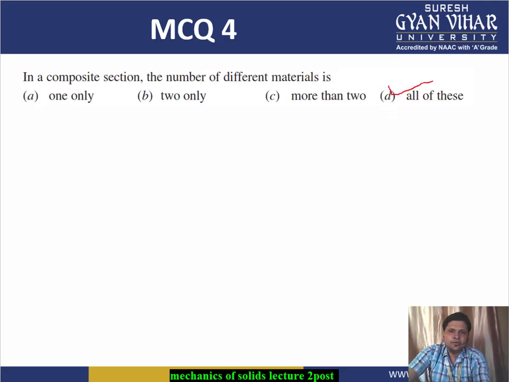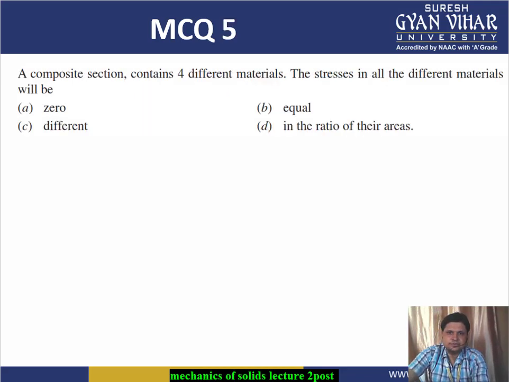Why? Because a composite section can have either a single material of which different parts or sections are made. It can have 2 or more than 2, meaning all 3 options are correct. So in MCQ 4 the correct answer is D, all of these. Coming to the next multiple choice question.